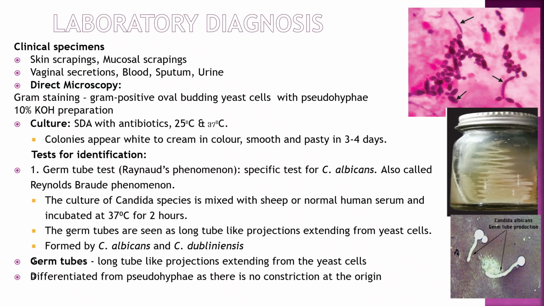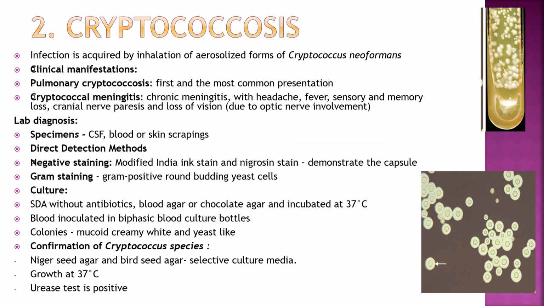The culture of Candida species is mixed with sheep or normal human serum and incubated at 37 degrees Celsius for 2 hours. The germ tubes are seen as long tube-like projections extending from yeast cells, formed by Candida albicans and Candida dubliniensis. Germ tubes are differentiated from pseudohyphae as there is no constriction at the origin.